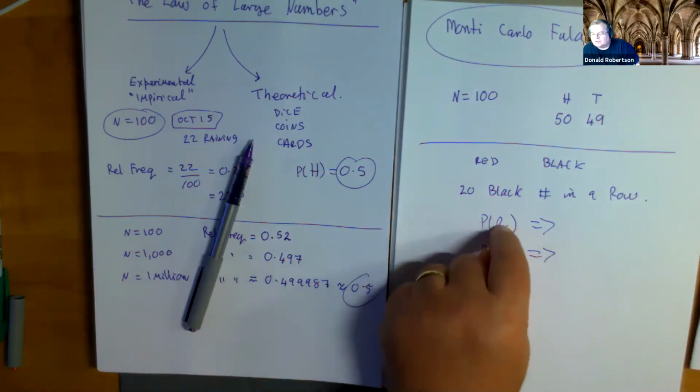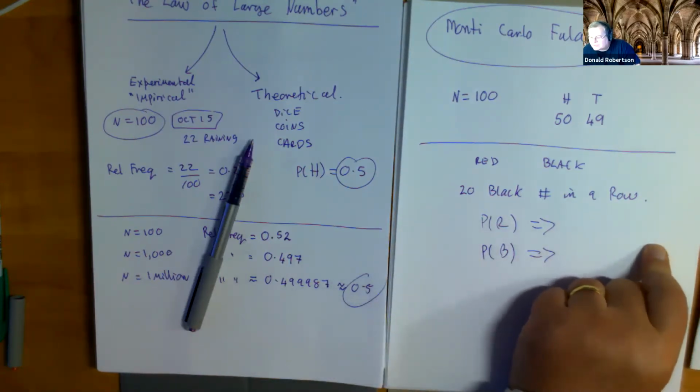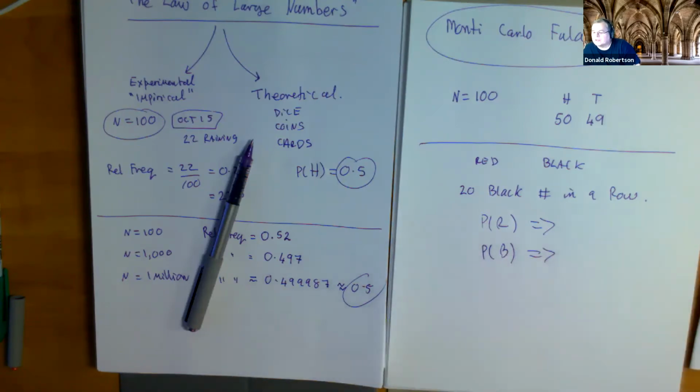Probability does not tell you what's going to happen next. It never has. People maybe falsely think that, but it never does. What it tells you is the chance of that thing happening.